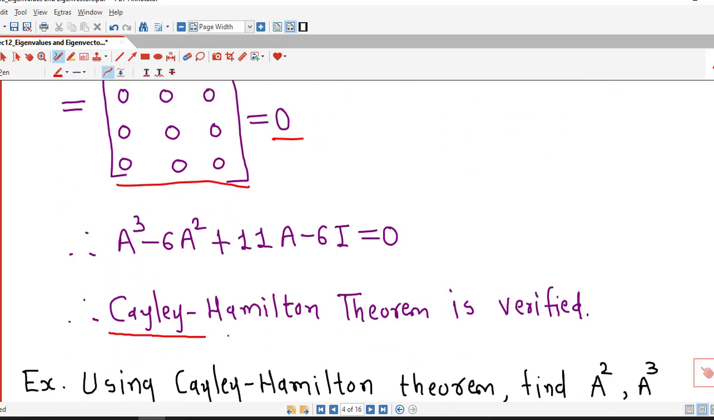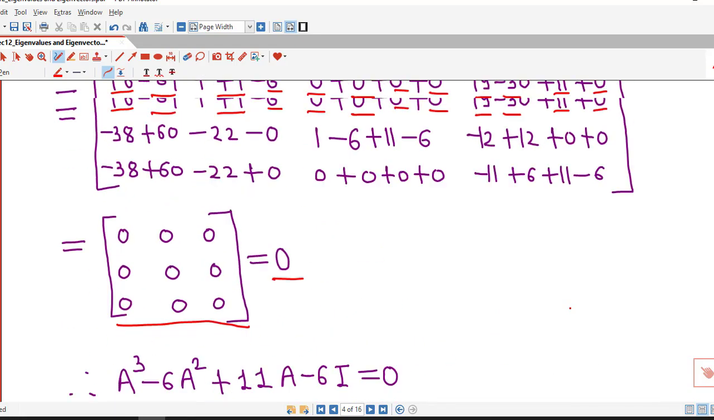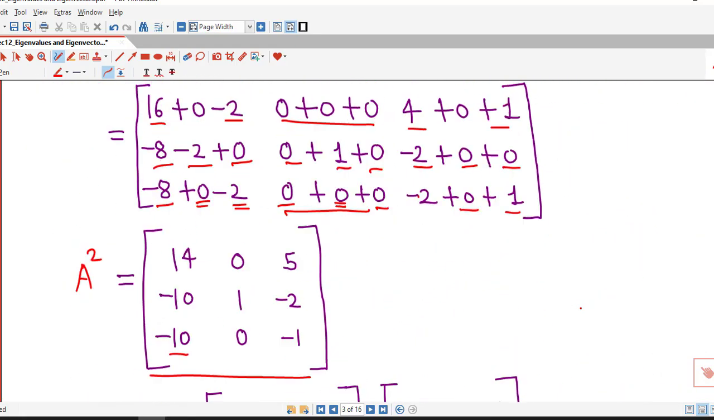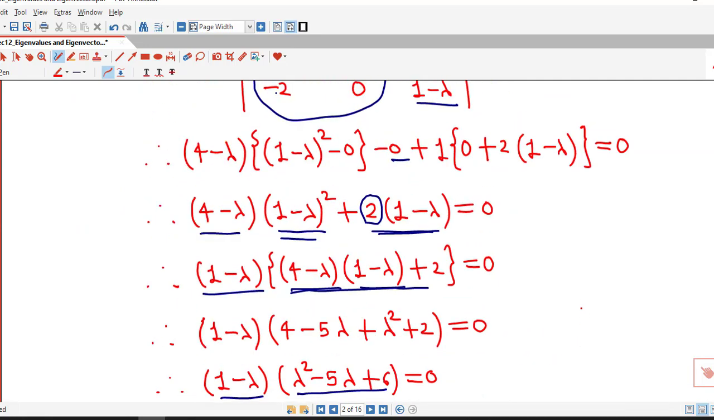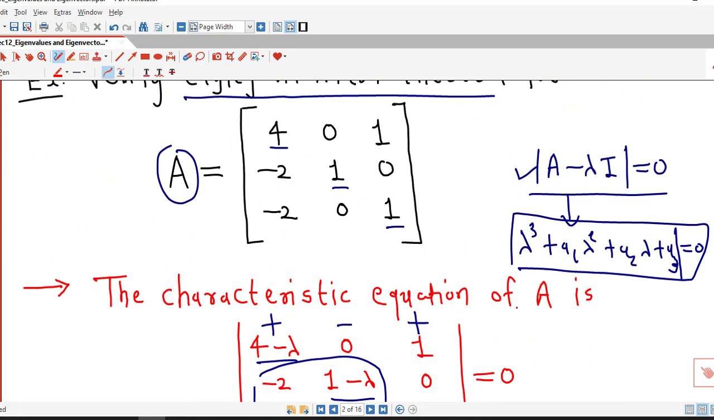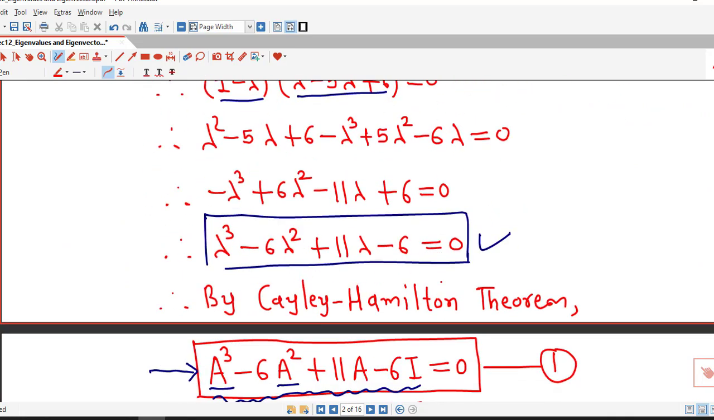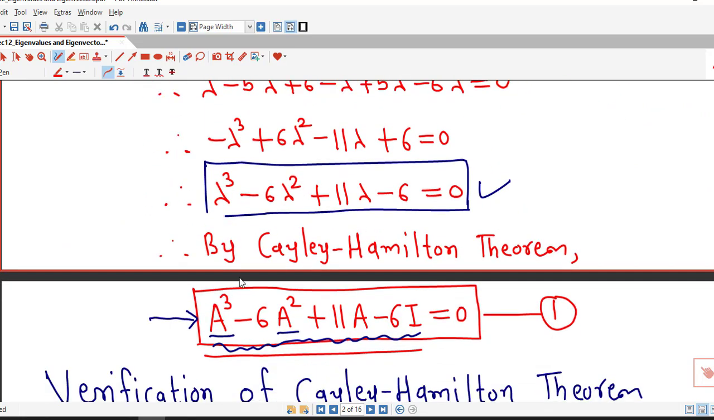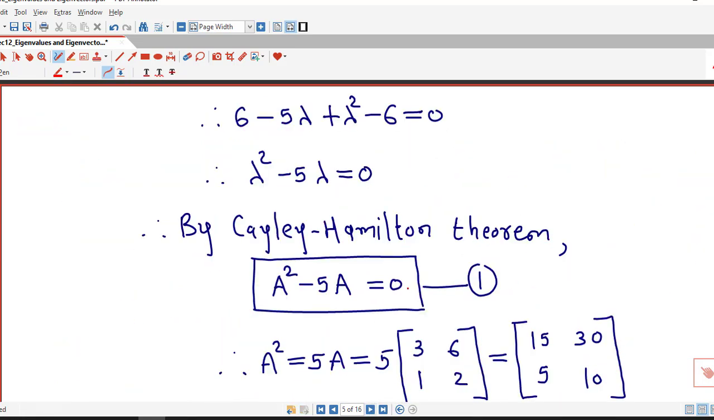So whenever you are asked to verify the Cayley-Hamilton theorem, first you have to apply the Cayley-Hamilton theorem. So first you find out the characteristic equation of the given matrix and then replace lambda by A in the characteristic equation, and you find out what you are getting by the Cayley-Hamilton theorem. Now if you want to verify this, you have to calculate the left hand side and then you check whether we are actually getting the 0 matrix or not. So in this way you have to attempt this question.